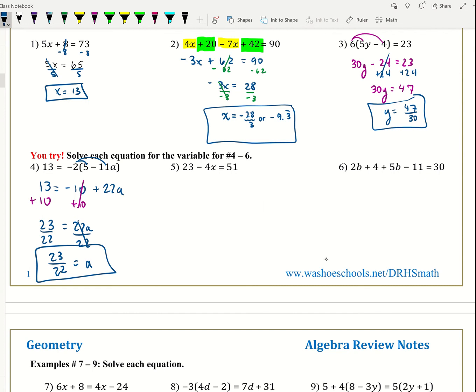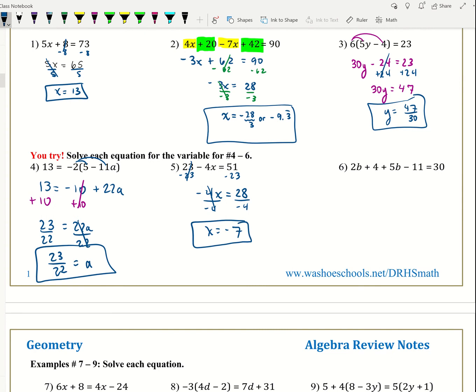Number 5, I'll subtract the 23 from both sides. Rewrite this. And then divide. And sometimes things will go in evenly. Watch your signs. If needed, use a calculator to help you. This is negative 7.